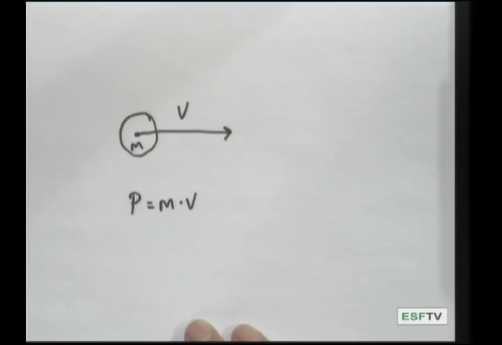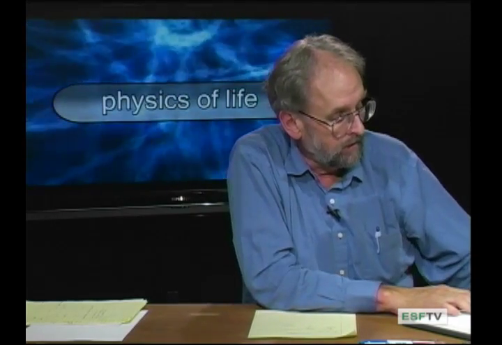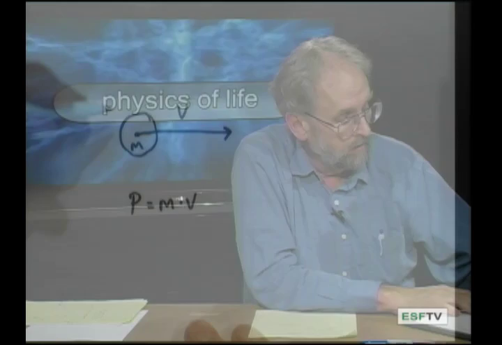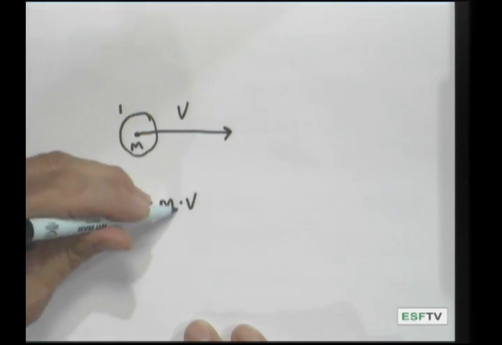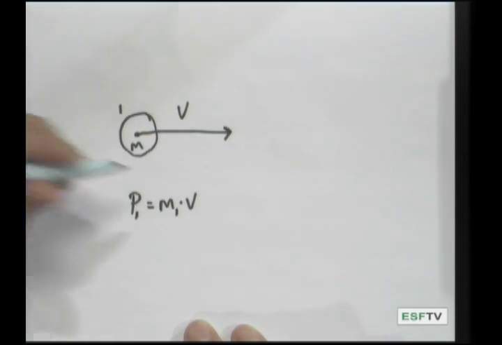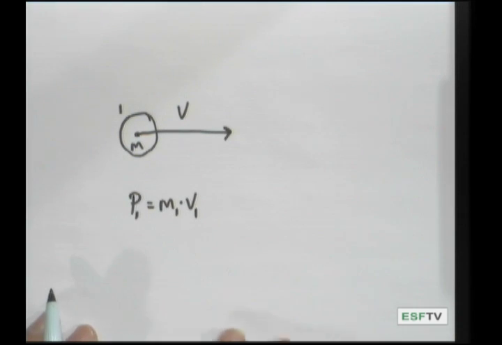Now, we want to see how this relates to other bodies that are similar in mass or shape or what have you. And so what we're going to do is define this as body 1. What we're really referring to is the momentum of body 1, which is the product of body 1's mass and body 1's velocity.